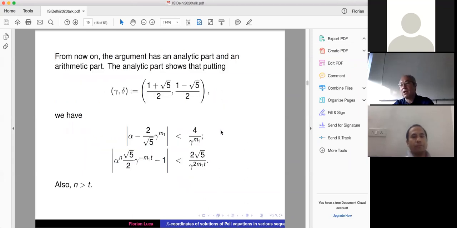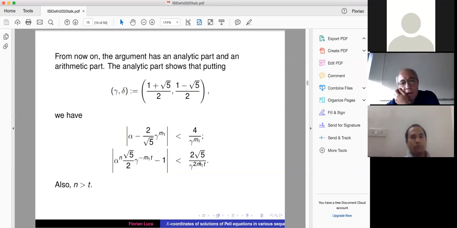This is what we do when we solve exponential Diophantine equations. So this inequality comes from the first equation by taking the two leading terms and putting them together on the left. And this one comes in the same way from the second relation. So I have these two relations in here.